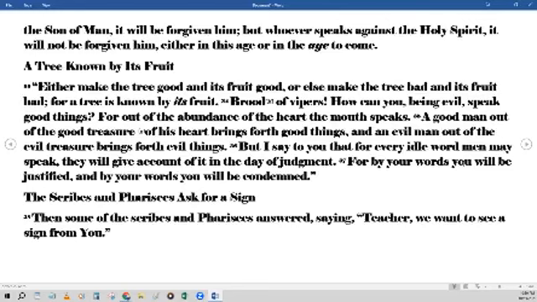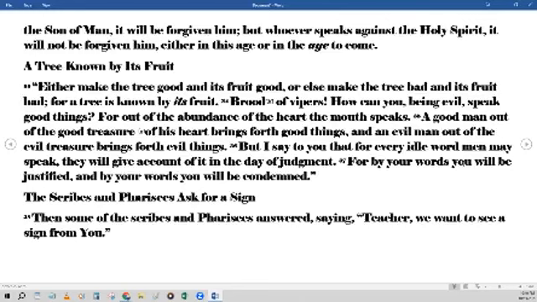A tree known by its fruit. Either make the tree good and its fruit good, or else make the tree bad and its fruit bad. For a tree is known by its fruit. Brood of vipers, how can you, being evil, speak good things? For out of the abundance of the heart the mouth speaks. A good man out of the good treasure of his heart brings forth good things, and an evil man out of the evil treasure brings forth evil things.